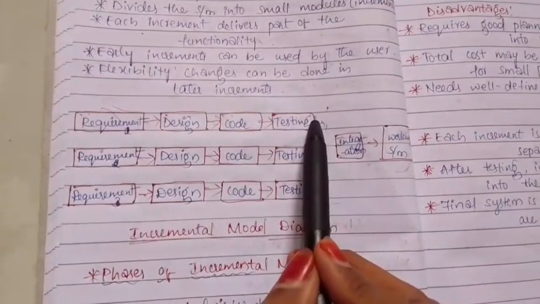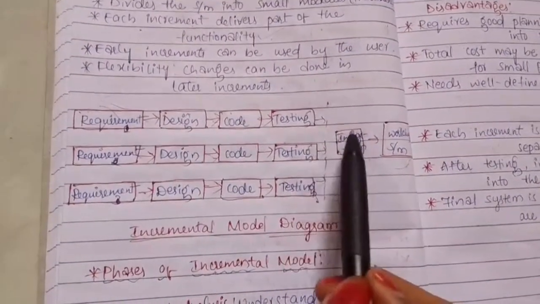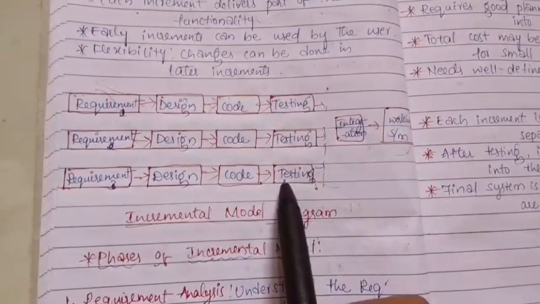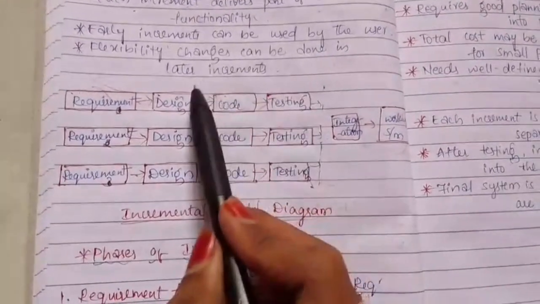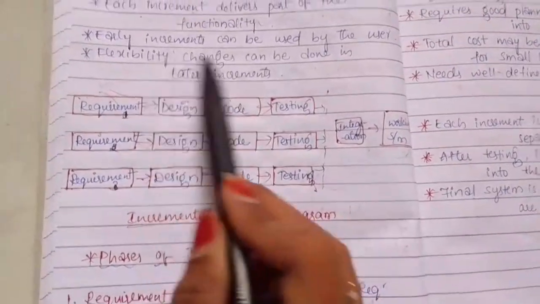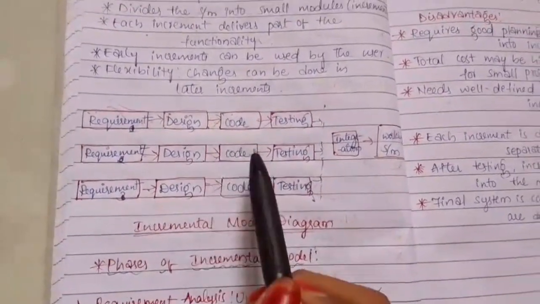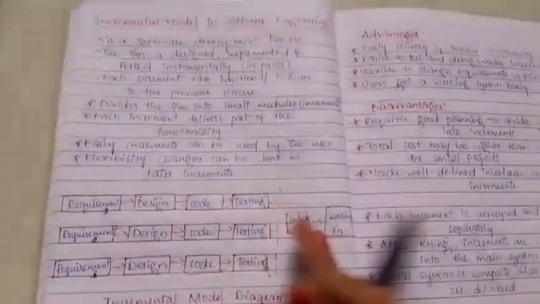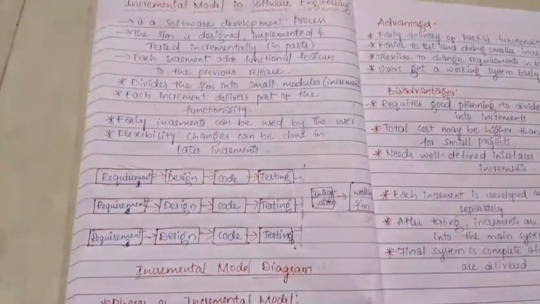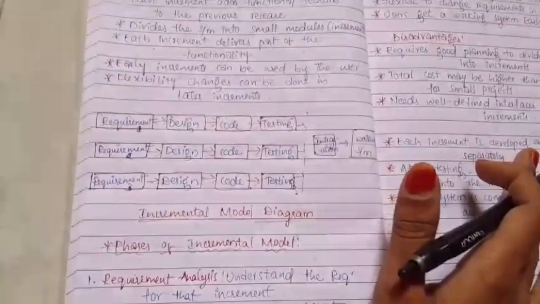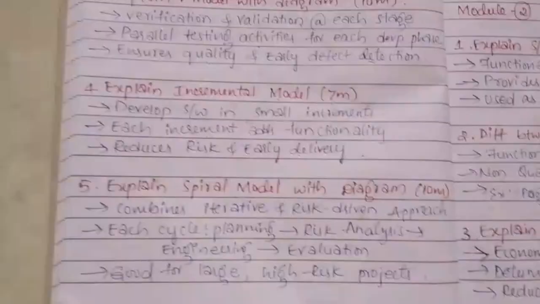And again, if they want to add any requirements or change any requirements, it can be done in the later increments. Changes can be done in later increments. This is very flexible. Got it? This is the incremental model. This one also I have explained in detail with advantages, disadvantages, where we use it, everything. Check out that video.